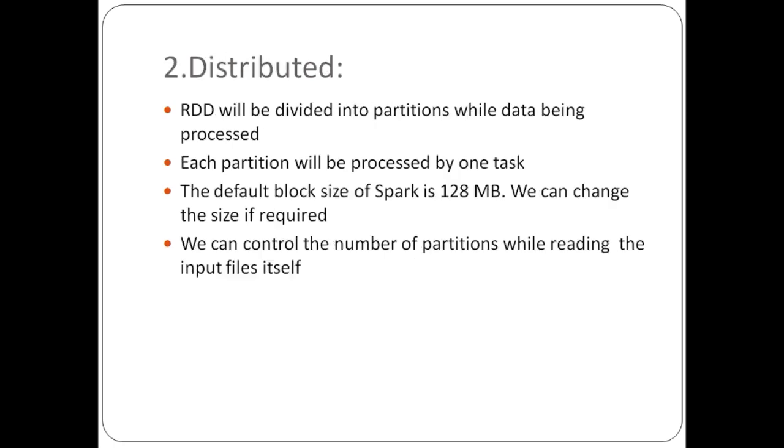We'll go to the next feature, distributed. An RDD will be divided into partitions while data is being processed. Each partition will be processed by one task. In the architecture session, I have explained all these points. One partition will be processed by one task. The default block size of Spark is 128 MB. We can change the size if required. A config file will be there, as usually in Hadoop. If you are dealing with a huge cluster or huge data, they can change the block size also.